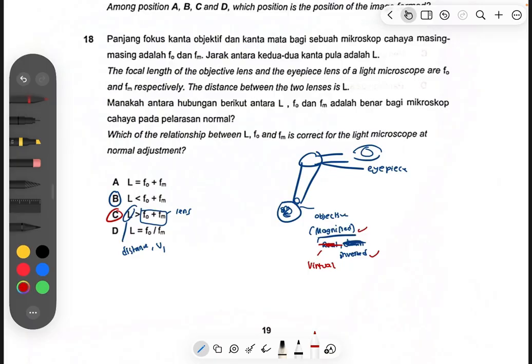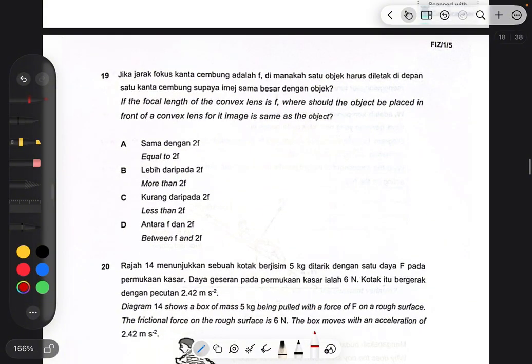Okay. I'm looking at the diagram. So if it's more than the FO and FE, this means that the FO is shorter. So object place is less than, no, it's more than F. Never mind, you just have to remember this.